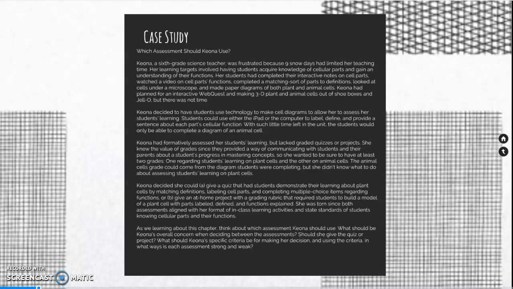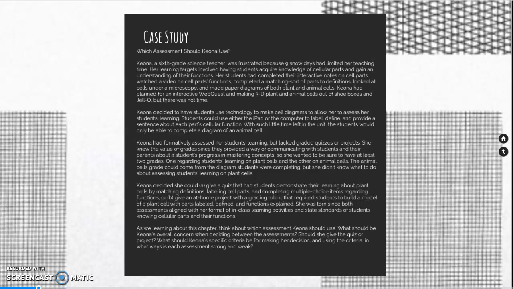Students could use either the iPad or the computer to label, define, and provide a sentence about each part's cellular function. With such little time left in the unit, the students would only be able to complete a diagram of an animal cell. Kiona had formatively assessed her students' learning, but lacked graded quizzes or projects.